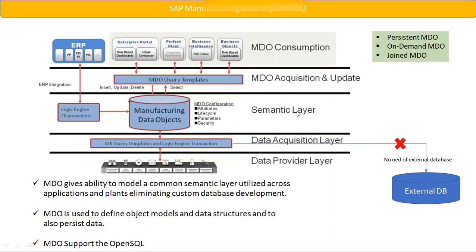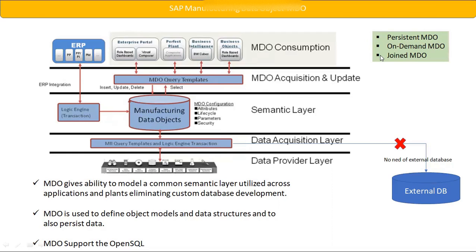So this is a semantic layer where the MDO persists in the MII database, and it persists your data in the SAP MII database, just like a SQL table. And this is your MDO acquisition and update, which means you are fetching, updating or deleting the data from the MDO. And this is the MDO consumption, where you are actually using your MDO data. So this is overall a structure for SAP MII MDO.